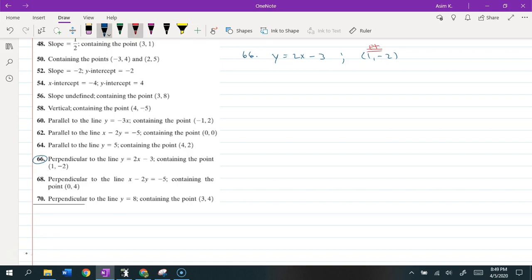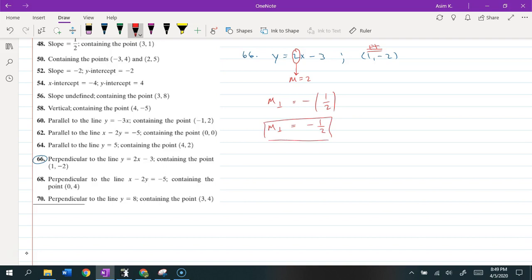First off, we don't know the slope just yet, but we've been told that this y equals 2x minus 3 is perpendicular to our line. So here's what you do. You say, well, if the slope of this line is 2, the slope of my line, which is perpendicular to it, must be the negative reciprocal. In other words, it must be a slope of negative 1/2. So that is the slope of my line.